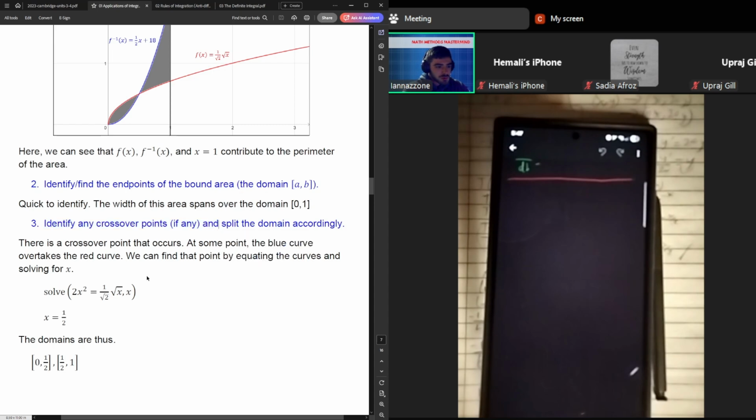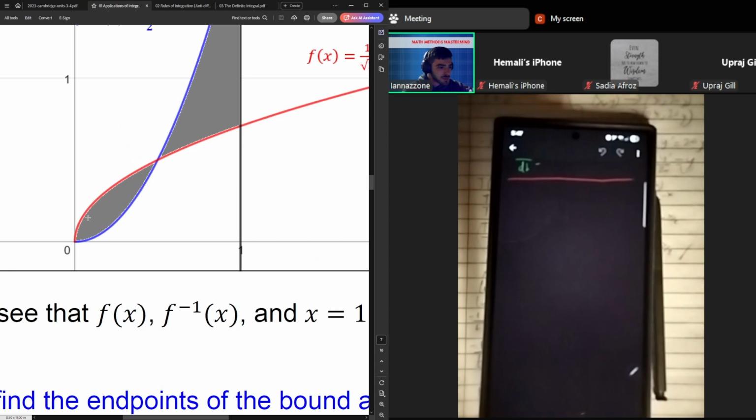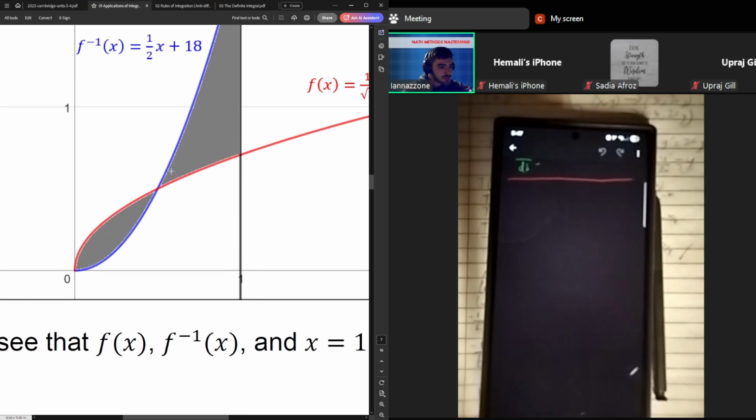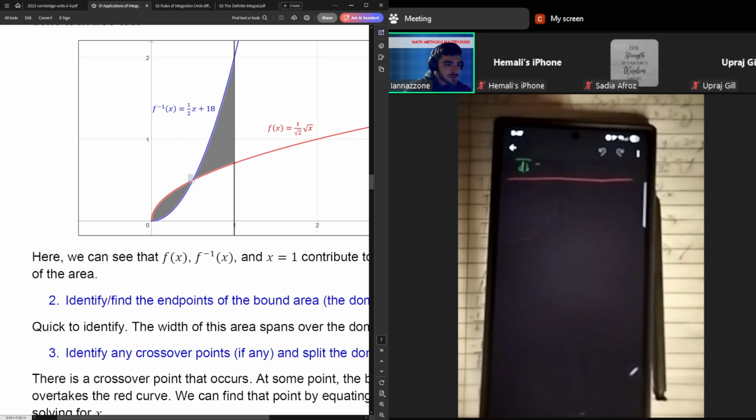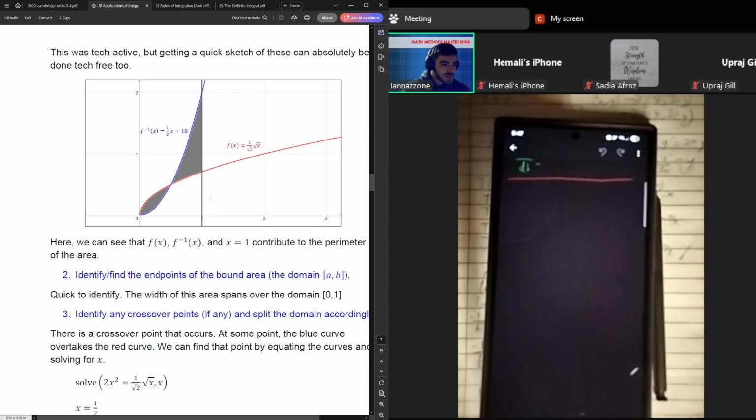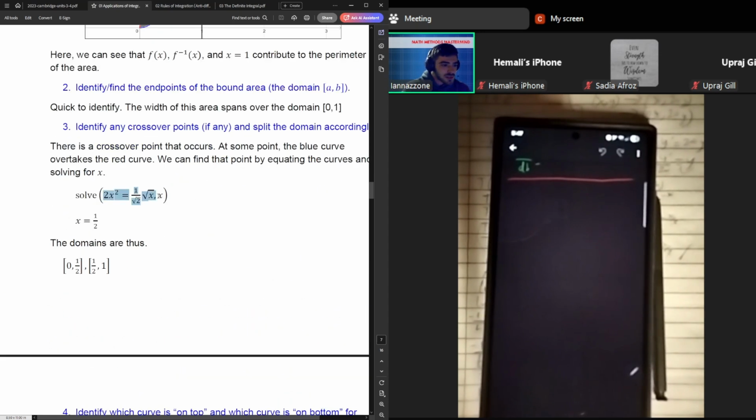From here, we want to identify the crossover points specifically. So there's a portion here where red is above blue, but there's also a portion here where blue is above red. So all we're going to do is solve each of those sections individually and then add the results together. But we need to know when it actually crosses over. So once again, the way we do that is by equating the two curves and then solving. Again, you could do this tech-free if you wanted to, although it is tech-active, so just use the solve function.